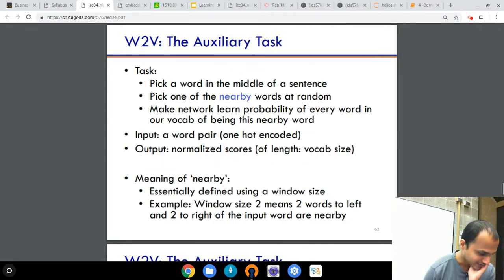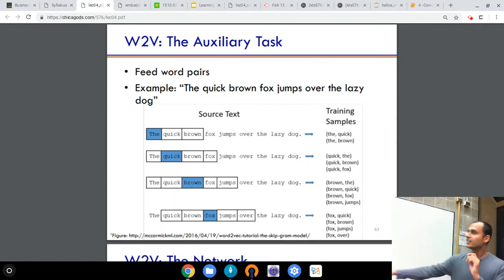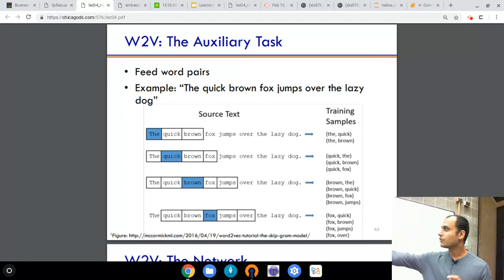Actually, let's just take fox and quick, fox and brown, and then brown and quick. Let's take these two examples: brown and quick, and fox and quick. First example in the last part, and second example here. Those two have to predict the same score for quick. I mean, not the same score, but a high score for quick and everything else 0.